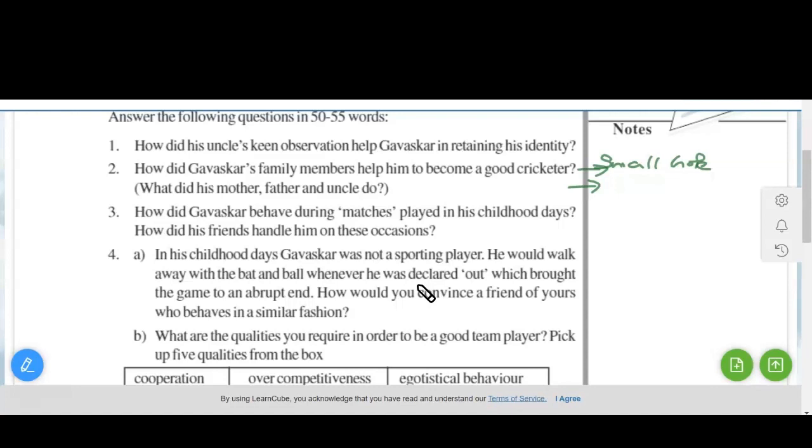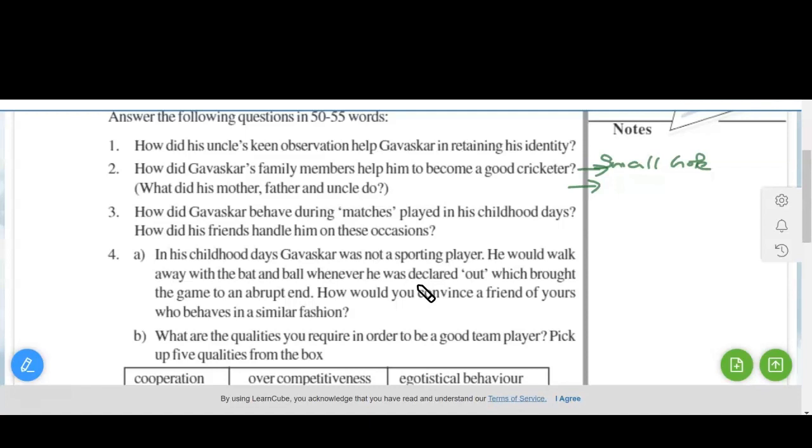And then they came to know that during the bathing process, when new babies are given a bath, they might be exchanged by the nurse, and then they just got their baby back. And now that small baby is Sunil Gavaskar. So his uncle helped him come back to his own home. The whole thing you have to write in 50 to 55 words.